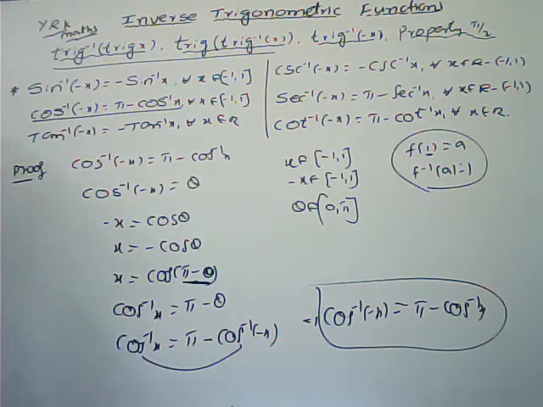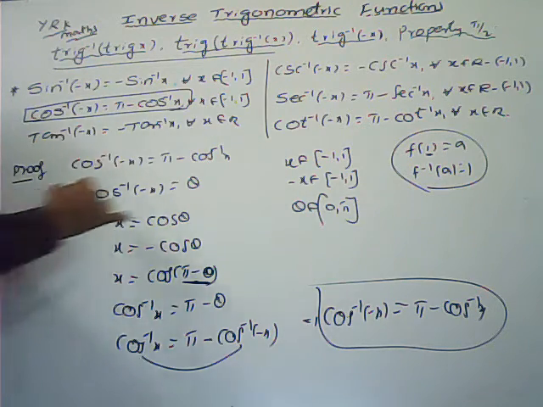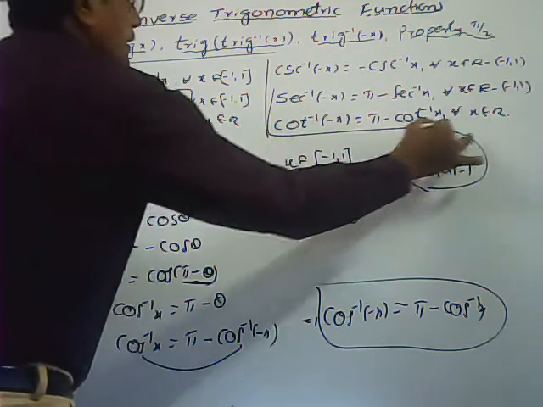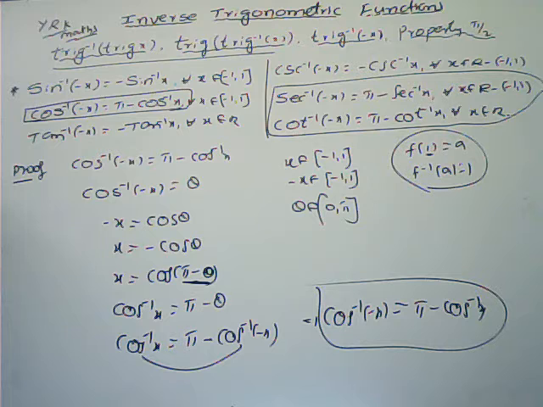Therefore, previously we proved that sin inverse of minus x equals minus sin inverse x, and cos inverse of minus x equals pi minus cos inverse x. And here you can observe these formulas. These three belong to one category, one family: secant inverse, cot inverse, cos inverse x. Those three belong to one family, and the remaining three belong to another family.